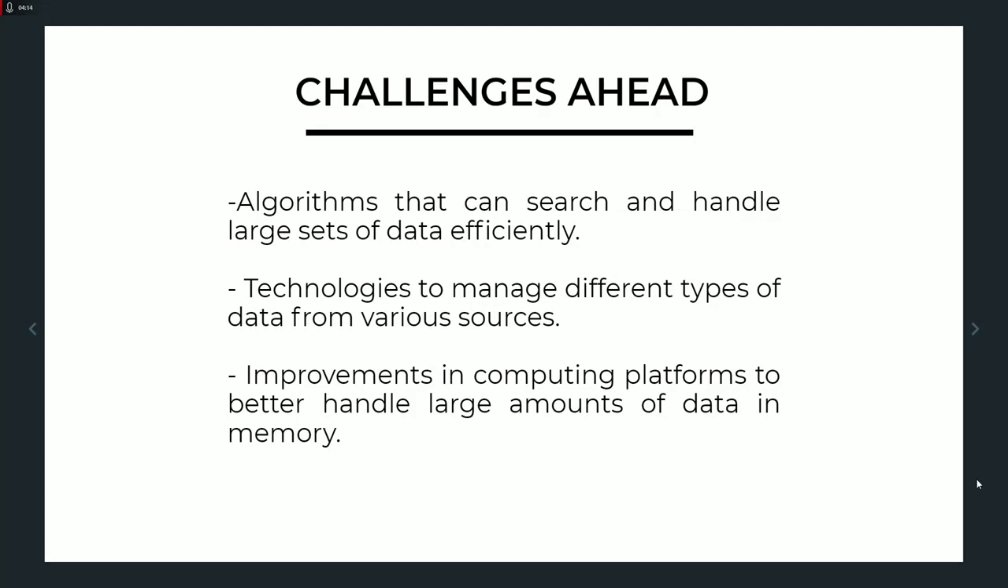Technologies to manage different types of data from various sources. A lot of different technology is used, and these technologies should be used efficiently and properly to handle data that is stored in various different locations. Computing platforms must be improved constantly to handle these large amounts of data. Computers in our everyday life and their architecture are being improved day by day. So this can really aid in computing the data.